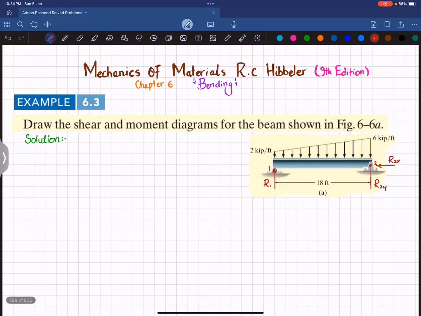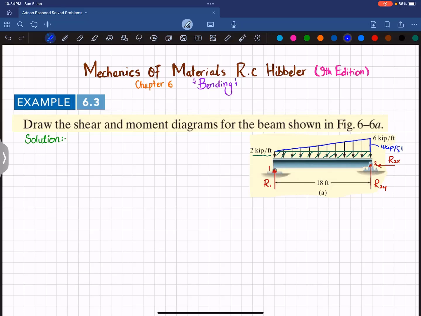But first we will divide this distributed load into a rectangular load. So you can see this whole shaded portion is rectangular having a magnitude of 2 kips per feet, and then there is a triangular load. You can see this blue color, this one is the triangular region. Let me draw it again. Okay, so now the magnitude here will be equal to 6 minus 2, which will give you 4 kips per feet.